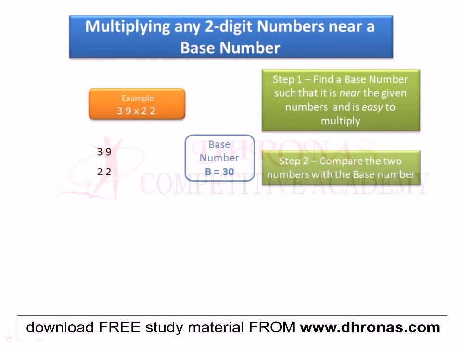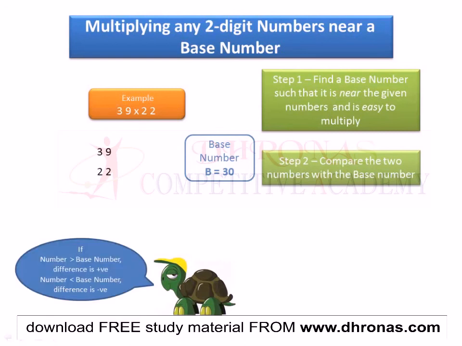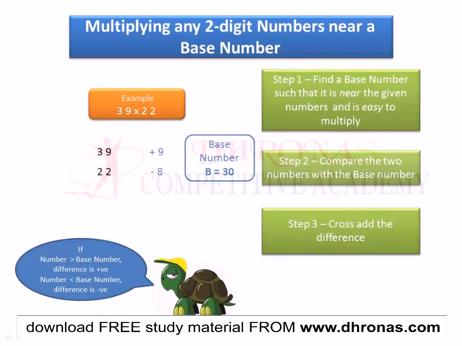The next step is to compare this base number 30 with 39 and 22. Now, as we can see, 39 is 9 more than 30, so we write the difference with a plus sign as +9. And because 22 is 8 less than 30, we write 8 with a minus sign. The next step is to cross add these differences. So we take 39 minus 8, which gives us 31, or we can also take 22 plus 9, which also gives us 31. Either way, we get 31 as the sum.